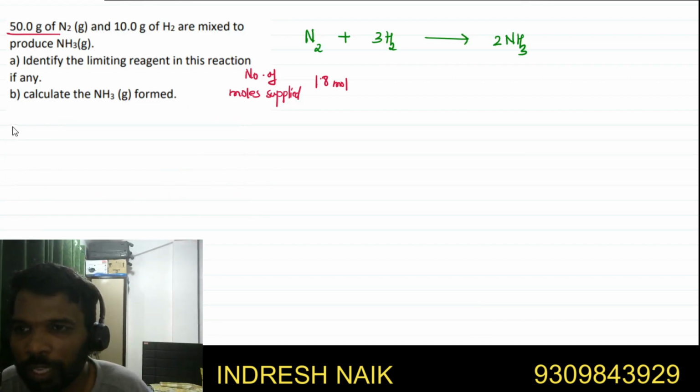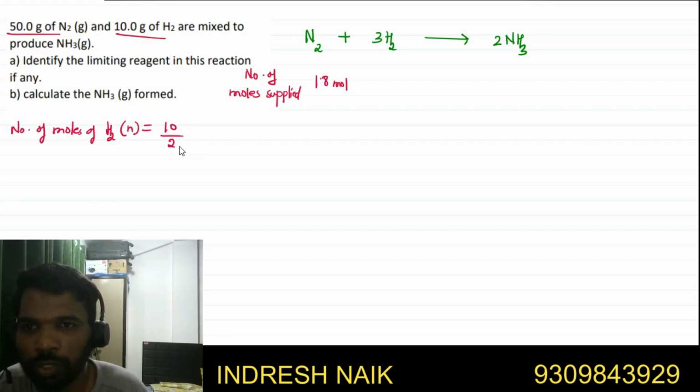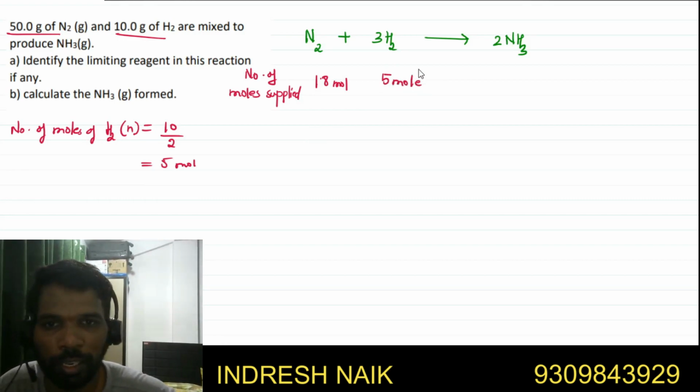What is the number of moles of H2 supplied? Number of moles of H2, n, is equal to given weight, 10 gram of hydrogen, divided by the molar mass of hydrogen H2. It is 2, not 2 hydrogens. So this is equal to 5 mole. Now this is the number of moles supplied: 5 mole of H2. Just understand this thing.